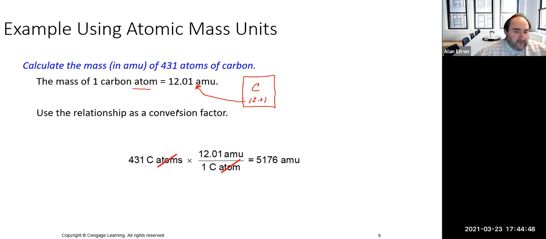So if we want to know the mass of 431 atoms of carbon in this particular case in the units of AMU, that is what we would use for our conversion factor. Starting with our carbon atoms, using our atomic mass from the periodic table, atoms cancel, multiplying the 431 times the 12.01 gets us 5,176 AMU as the mass of 431 carbon atoms. Any questions on that there?